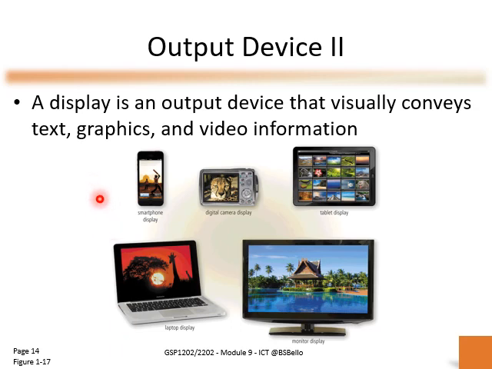So a display is an output device that visually conveys text, graphics, or video information. That could be on a screen of a smartphone, a screen of a computer desktop, or a tablet.